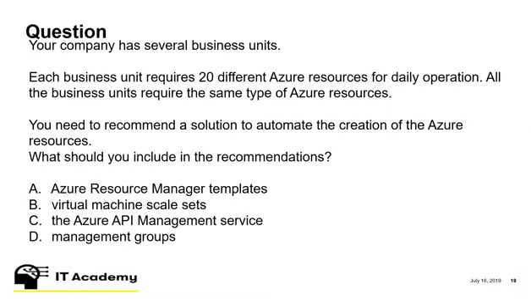Your company has several business units. Each business unit requires 20 different Azure resources for daily operation. All the business units require the same type of Azure resources. You need to recommend a solution to automate creation of the Azure resources. What should you include in your recommendations? Azure Resource Manager templates, virtual machine scale sets, the Azure API management service, and management groups.